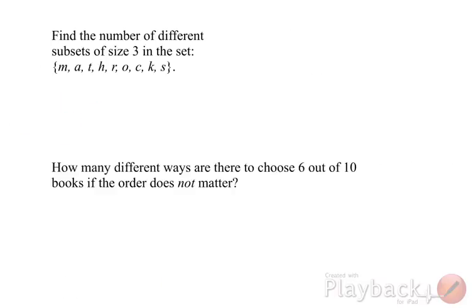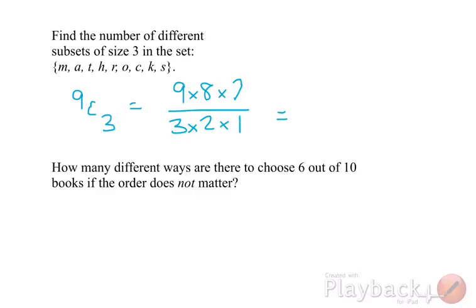So for this one, it's a worded question, so you need to figure out what your n is and what your r is. I have to find the number of different subsets of size 3 in the set MathRocks. MathRocks is 9 elements, so I'm going to choose from 9, and I want to choose 3, so it's going to be 9 choose 3. That's going to be equal to 9 times 8 times 7 all over 3 times 2 times 1. When I work that one out, I get 84.